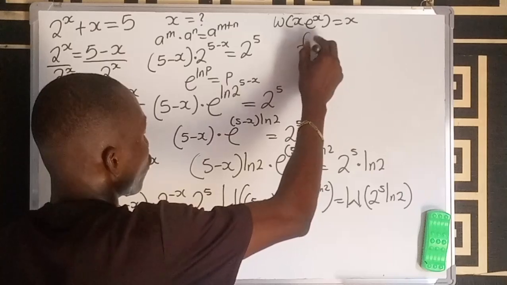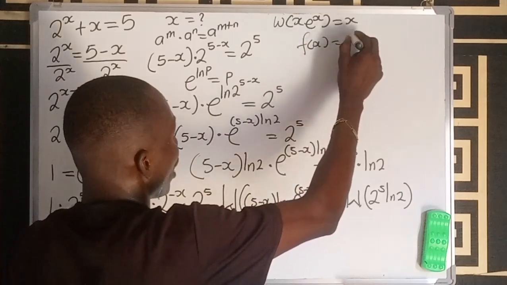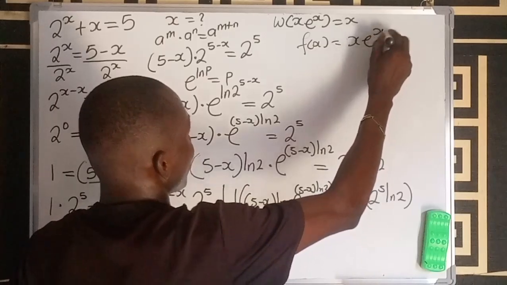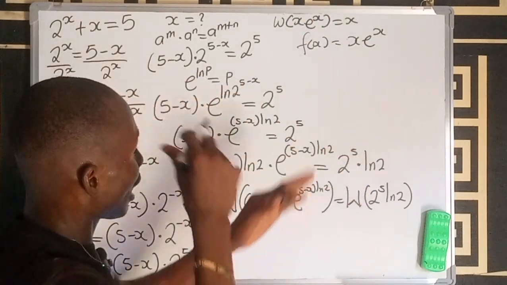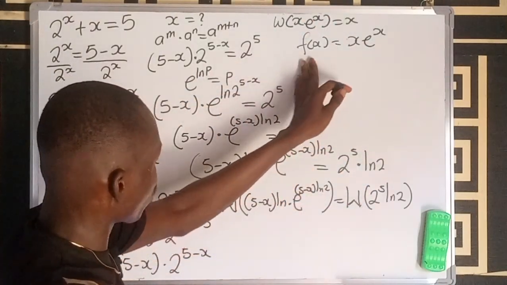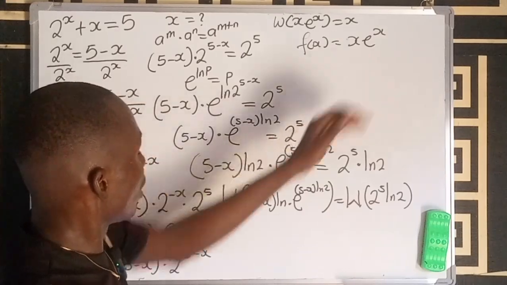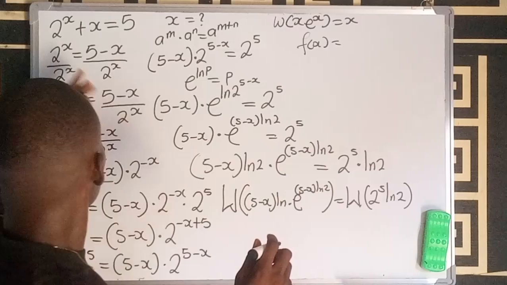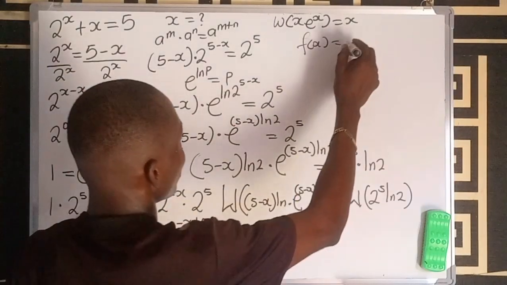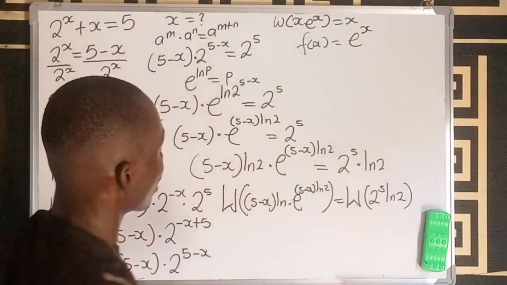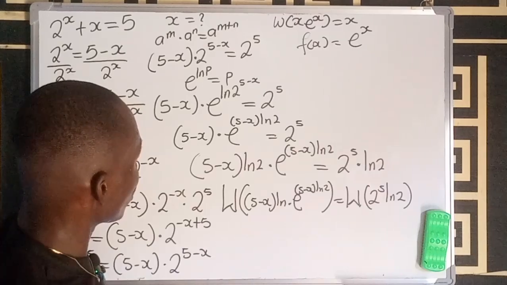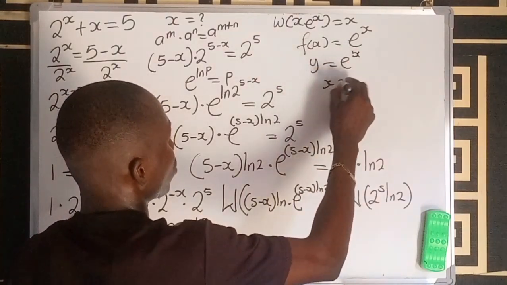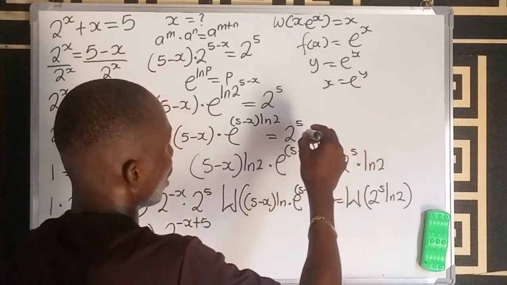If you have a function f of x equals e to the power of x, let's see. Let y equal e to the x. It means that x equals e to the y.